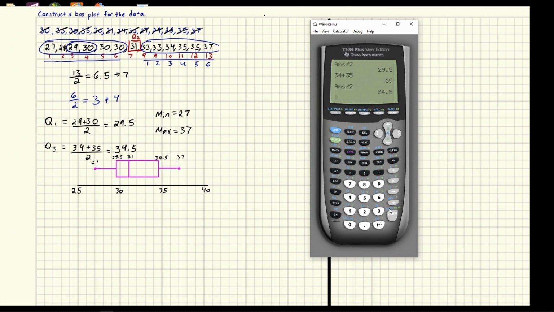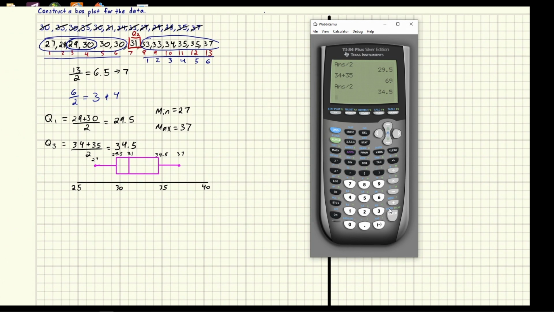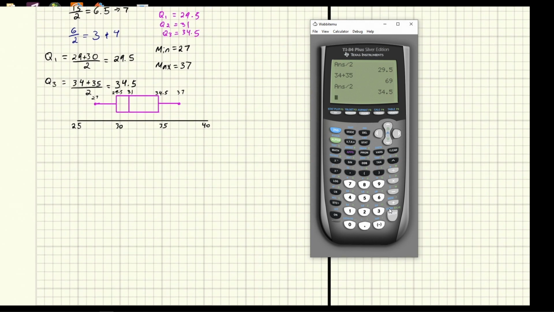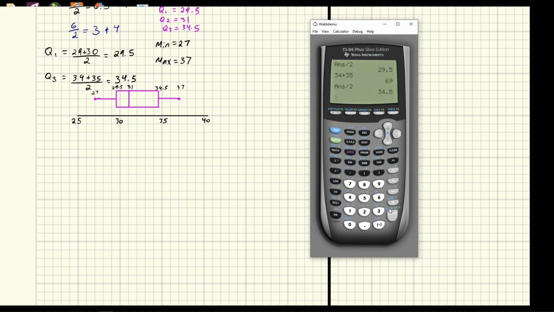So we've got our 5-number summary. We've got our box plot. You might consider writing them all nice over here on the side. So min, max, we could have our Q1 is equal to 29.5. Q2 is equal to 31. And Q3 is equal to 34.5. And then you could draw a box around it. Like, here's the answer. Finally, let's check for outliers.